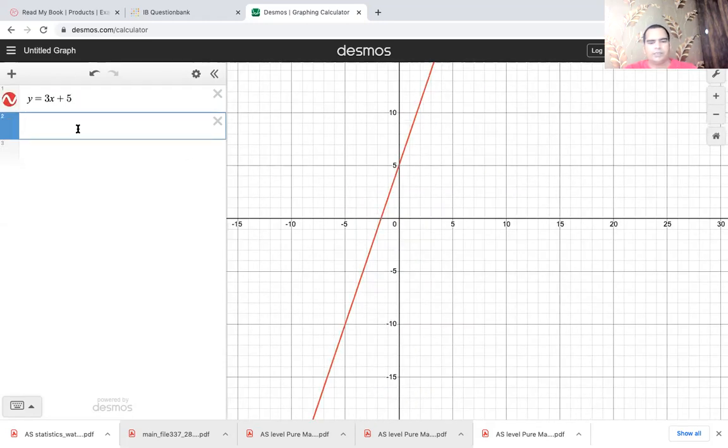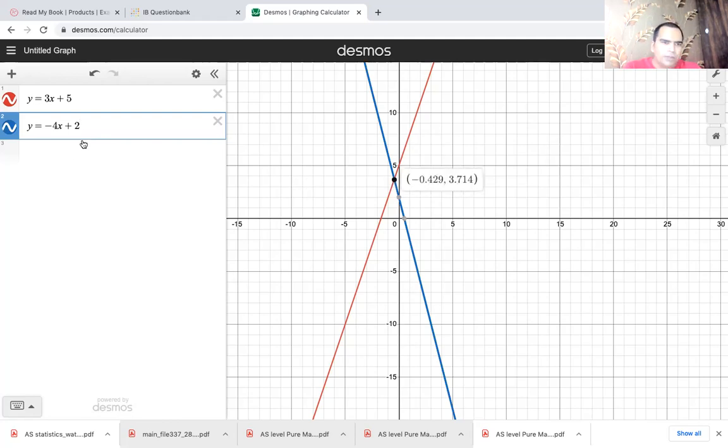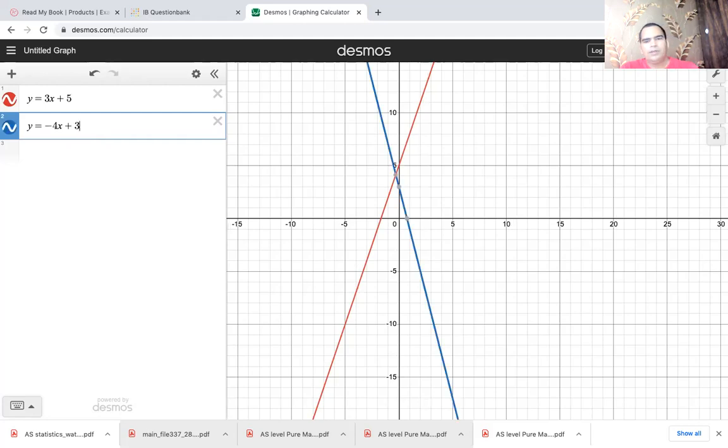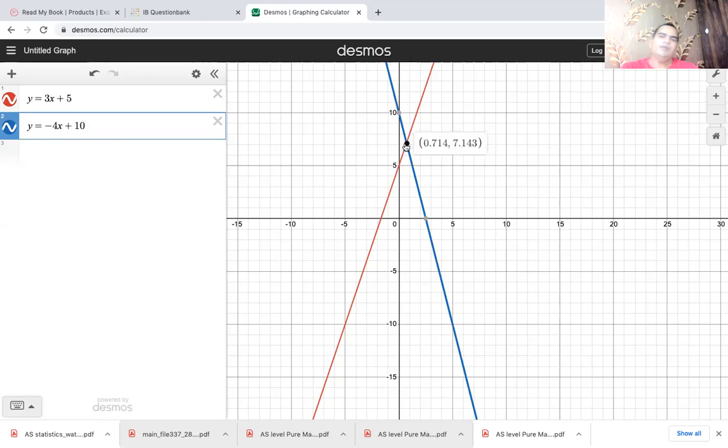And the second equation that we've got is y equals, let's say, negative 4x plus 2. So now you can see that these two are intersecting at this point. I would try to make it a coordinate which gives us a decent answer. Maybe let's say take 10. Even here it's a decimal answer. Let's solve the equation and see if the answer comes out the same.